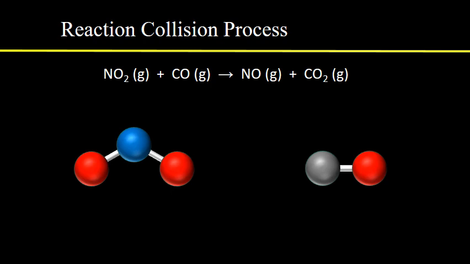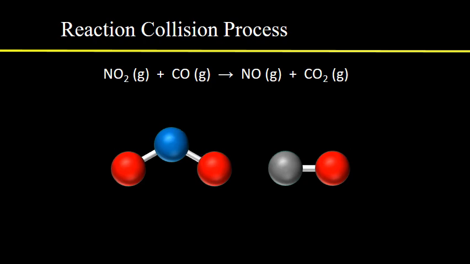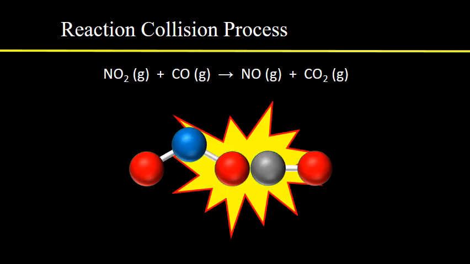But anyway, we're going to bring these molecules together, and you'll notice that as they approach one another and get closer, eventually they're going to collide with each other. And then once they collide, now they're in a position to begin forming a new bond. And in order to form CO2, a new bond has to form here between the carbon and the oxygen, and an existing bond here between the nitrogen and oxygen has to break.